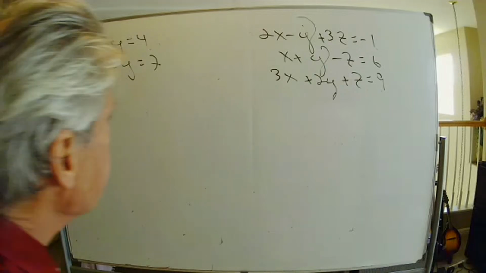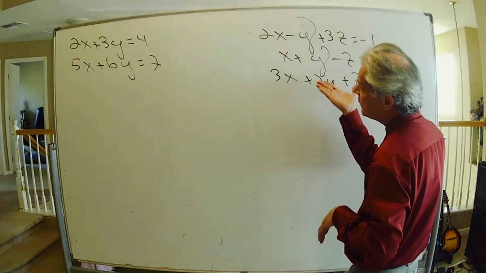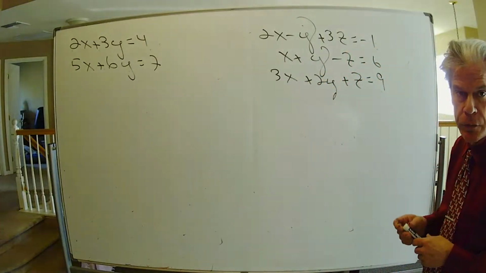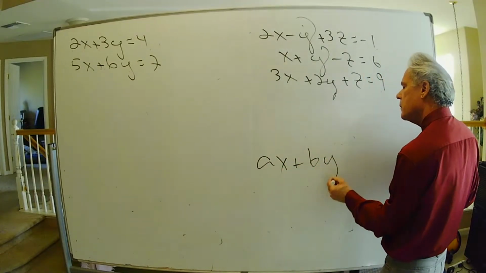Today I'm going to talk about solving a system of linear equations. Here I've got two linear equations with two unknowns. Here's a system of three linear equations and three unknowns. An equation is linear if it can be expressed in this form right here.